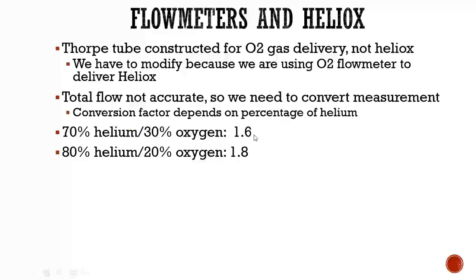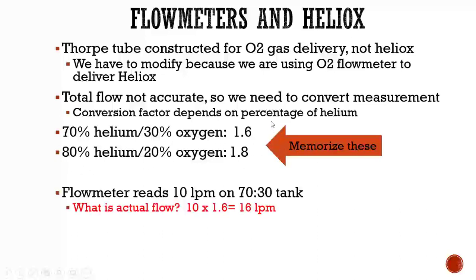If you have your patient on the 70-30 mixture, your ratio is 1.6. And if you have them on the 80-20, it's 1.8. You're going to need to memorize these numbers. This is definitely something you are going to be tested on when you start doing your tank duration calculations. So what does that mean?